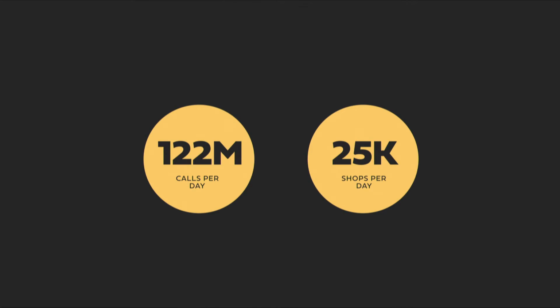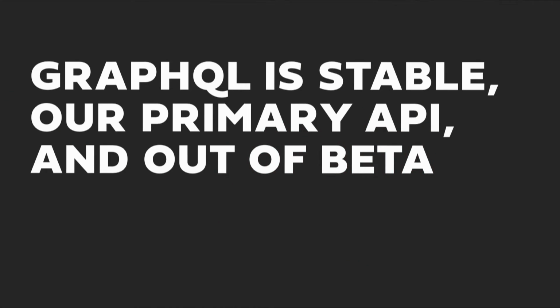Just to give you a couple of significant quantities, we average 122 million GraphQL calls per day in April, including both third-party and first-party apps. And third-party apps alone queried or mutated data of about 25,000 distinct shops per day. We consider GraphQL to be as stable as the REST Admin API. It is the primary API that powers all Shopify-built applications and unlocks the full potential of the underlying commerce platform.